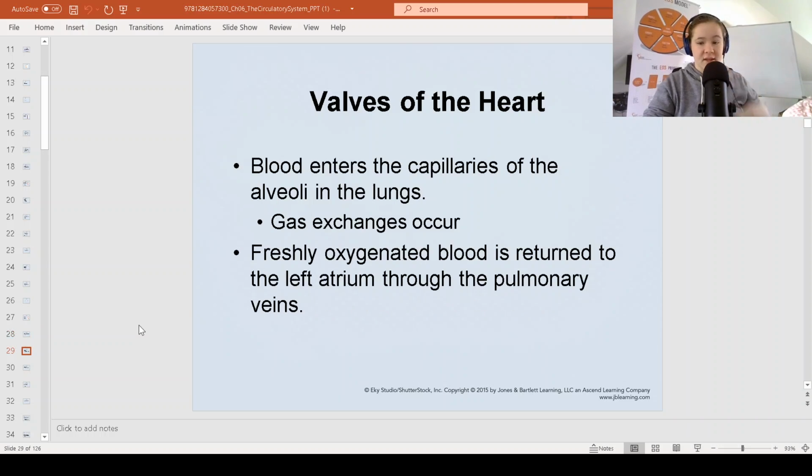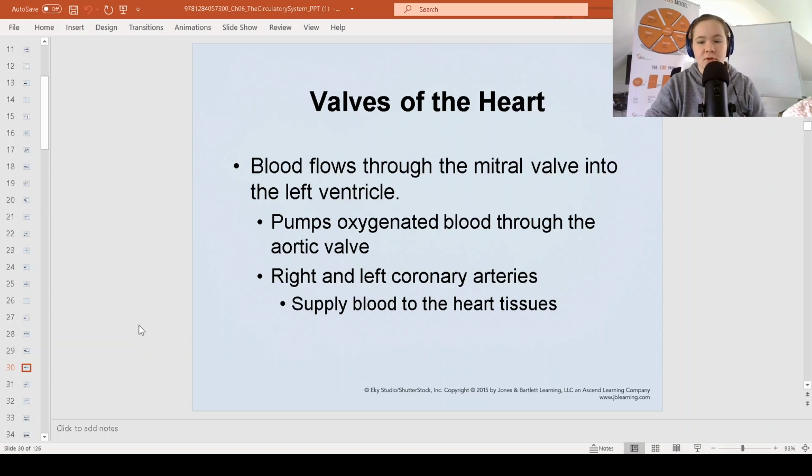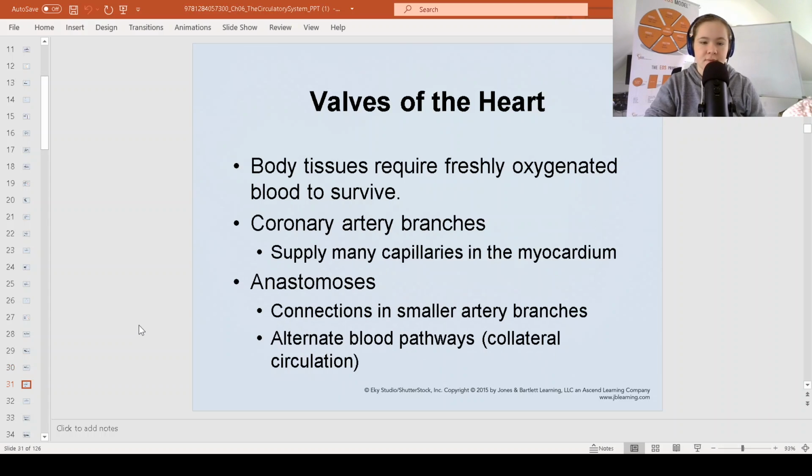The blood enters the capillaries of the alveoli in the lungs, and this is where the gas exchange occurs. Freshly oxygenated blood is then returned to the left atrium through the pulmonary veins. The blood flows through the mitral valve into the left ventricle, and this pumps oxygenated blood through the aortic valve. The right and left coronary arteries supply the blood to the heart tissues. Body tissues require freshly oxygenated blood to survive.